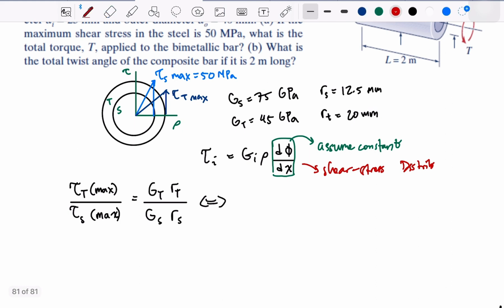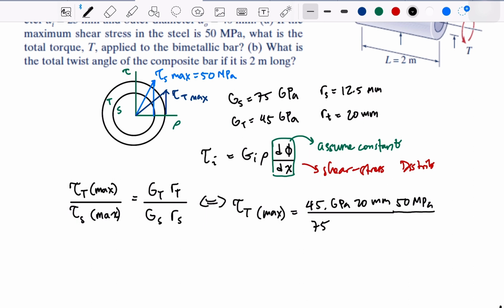And then we take the tau max by some calculation from this ratio. This is equal to 45 GPa, 20 millimeter, and 50 MPa. All here, and then we can just compute, and this will be equal to 48 MPa.